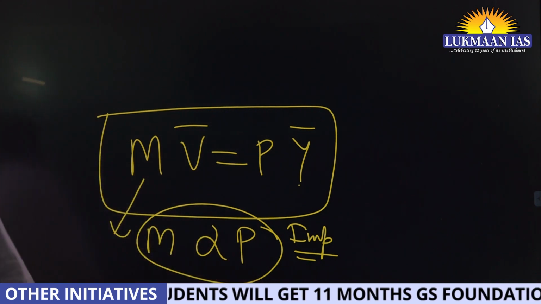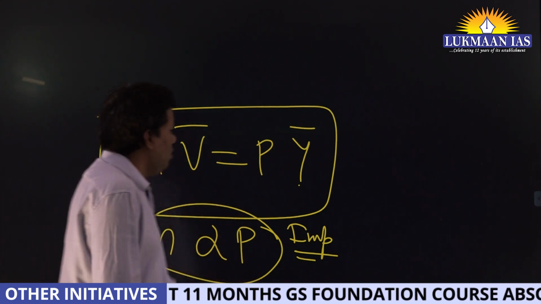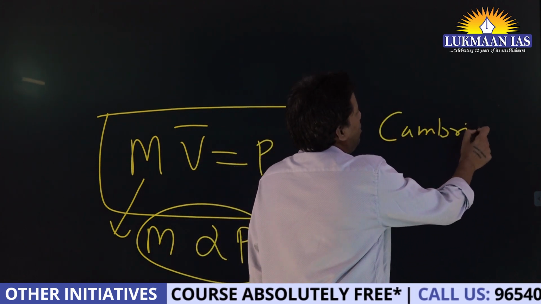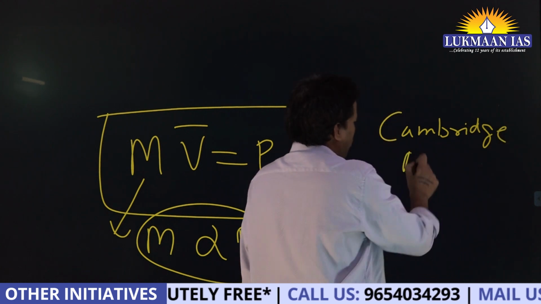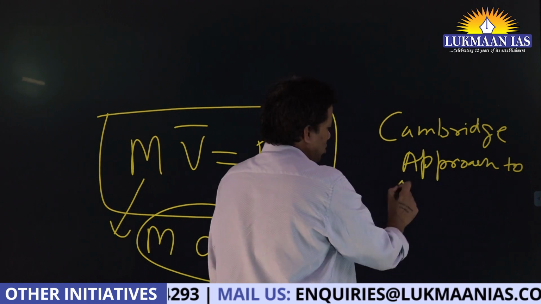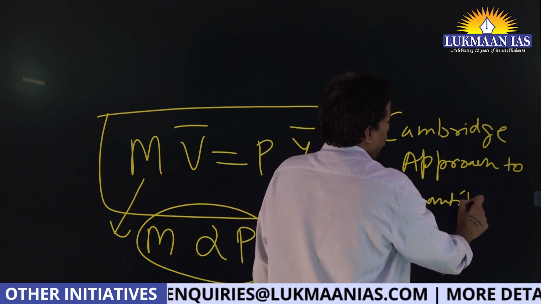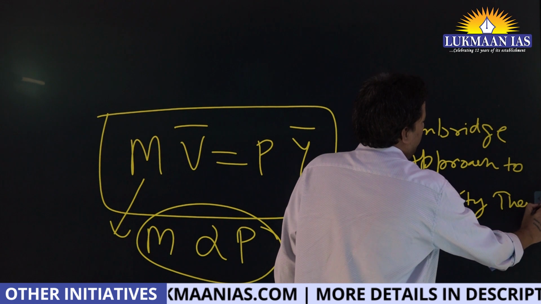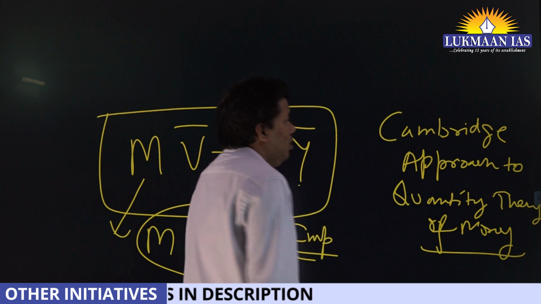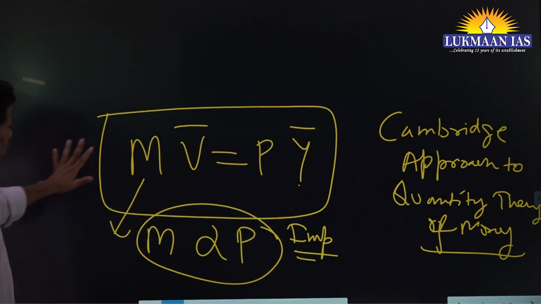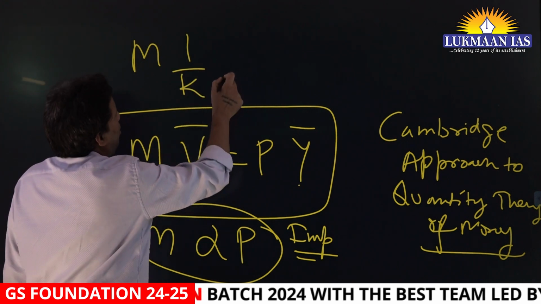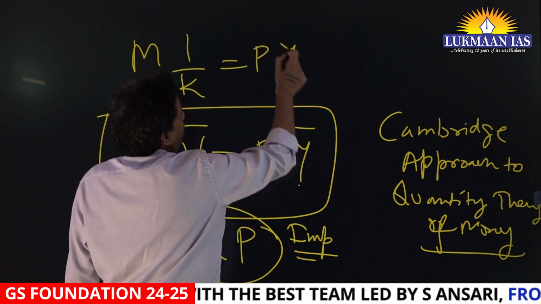See, after Irving Fisher, one more school came related to this quantity theory of money. It is called the Cambridge approach to quantity theory of money. See, more or less, they said the same thing, but they wrote the equation like this: M = k P Y.